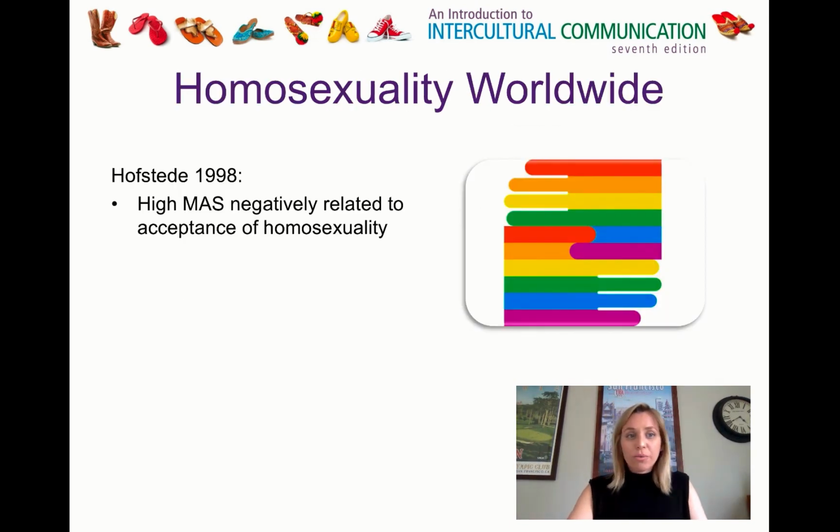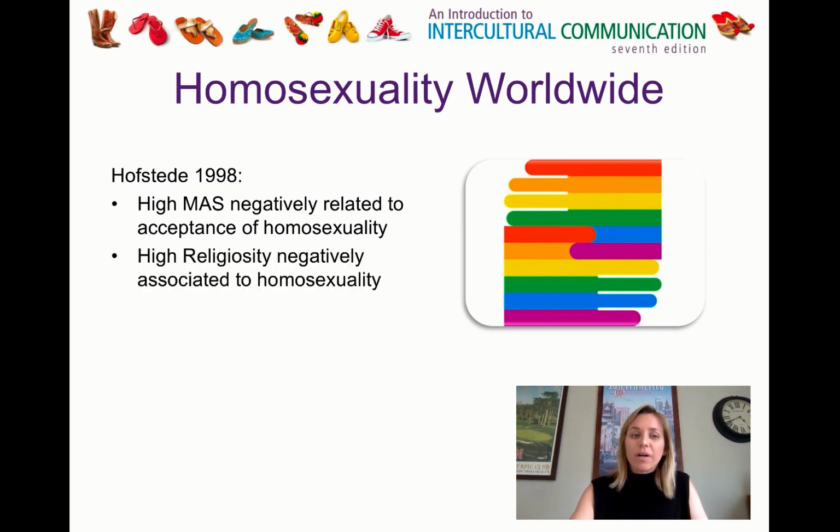Okay, so homosexuality around the world. So Geert Hofstede studied value dimensions in cultures. And if we remember, there are some cultures that score higher in masculinity on that scale from 0 to 100. So high masculinity is actually negatively related to acceptance of homosexuality or being gay or lesbian or identifying as part of the LGBT community. If you are high femininity in your country, then you have a positive relation to acceptance of homosexuality. So I'm going to give you some examples of this in a minute.